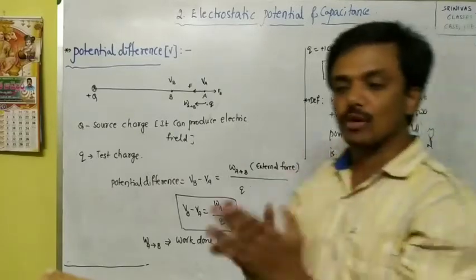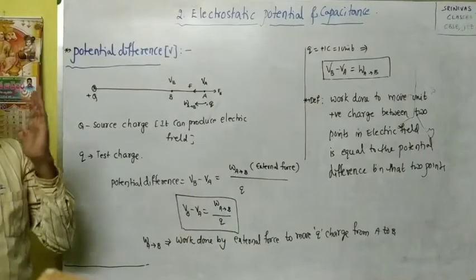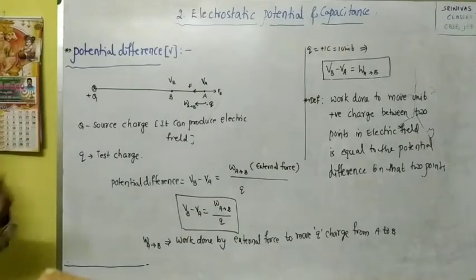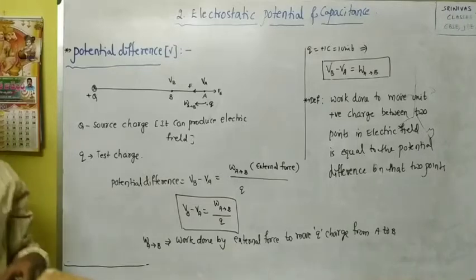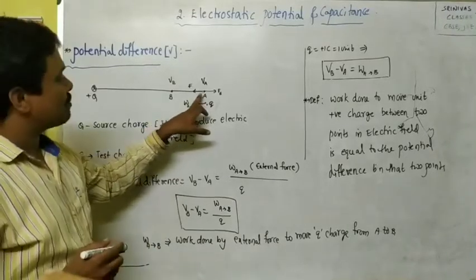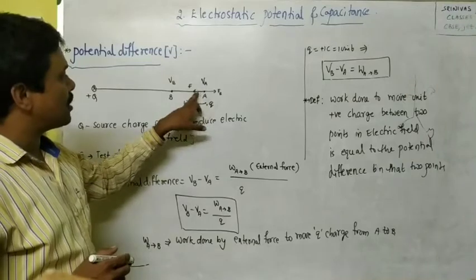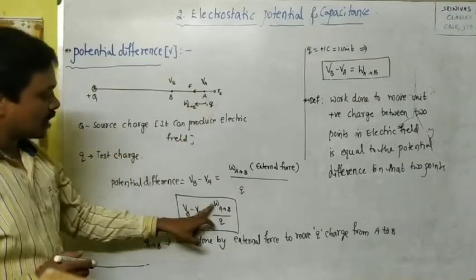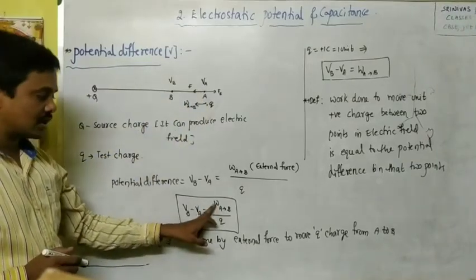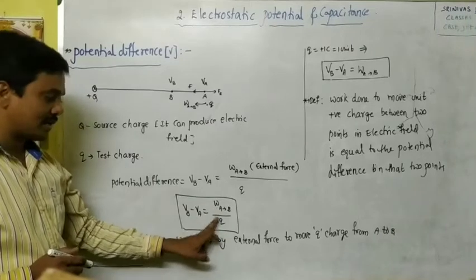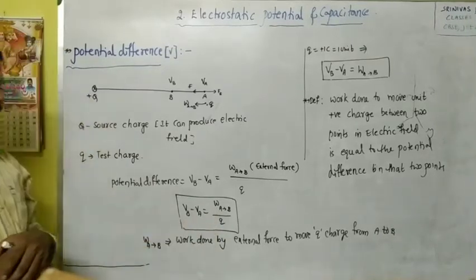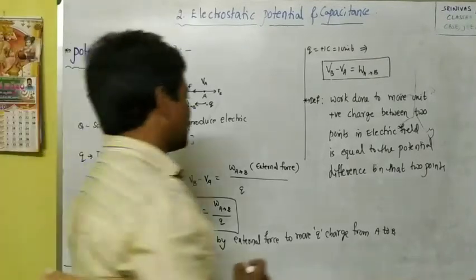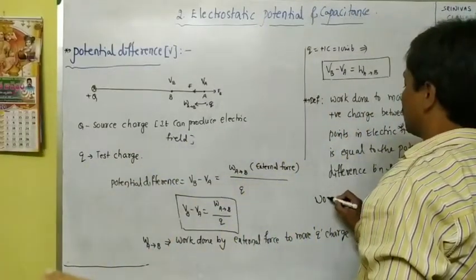Work to move unit positive charge between any two points is equal to the potential difference between those two points. Here we are moving the charge Q from A to B. Then work per unit positive charge, work done to move unit positive charge, is equal to the potential difference. Then note one point you have to remember.